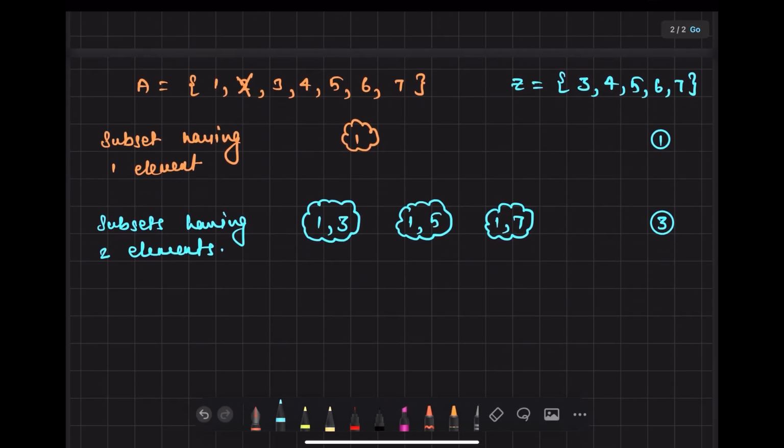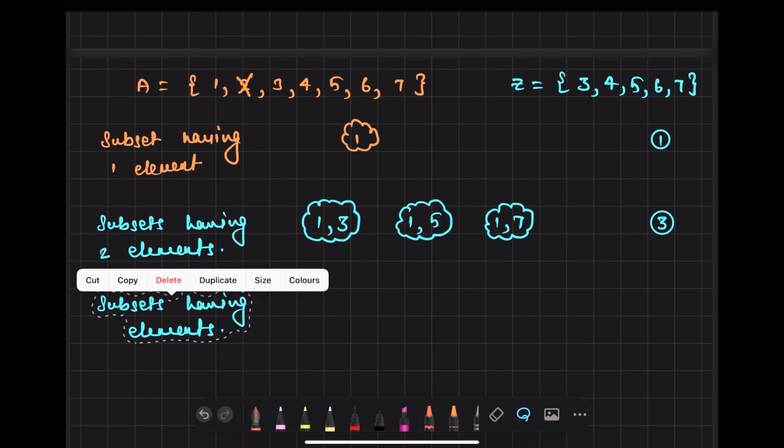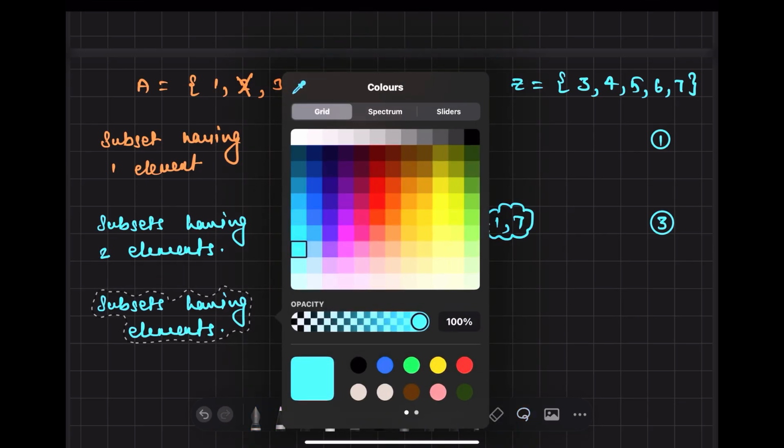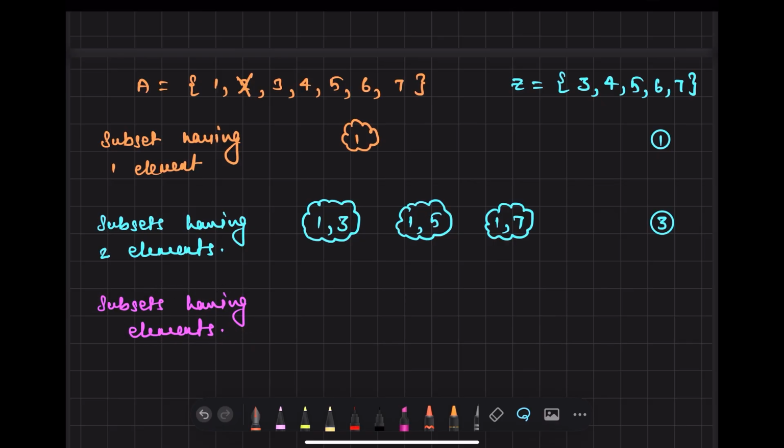Now I will talk about the subsets which will have 3 elements. Okay. Subsets which will have 3 elements. Now look at this. So we want 3 elements. Now look at how I will approach.